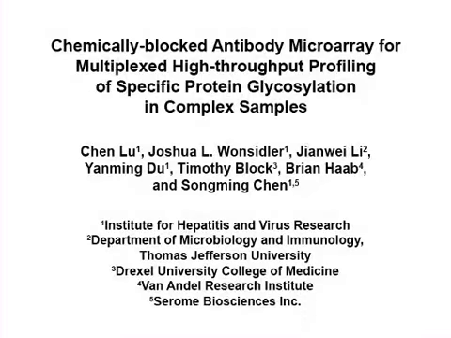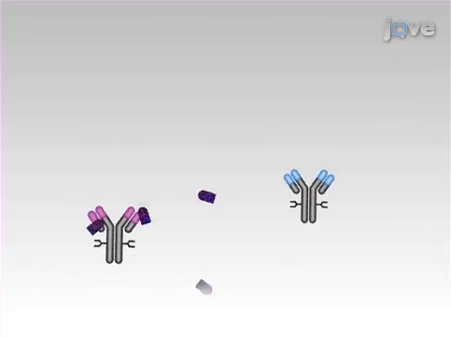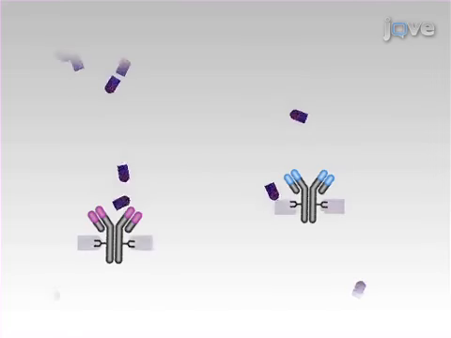This video article describes a procedure for obtaining glycosylation profiles of 20 different glycoproteins in a hepatocellular carcinoma patient serum sample using a chemically blocked antibody microarray. First, glycoprotein-specific antibodies are printed directly onto microarray slides, and antibody glycans are blocked to prevent lectin binding.